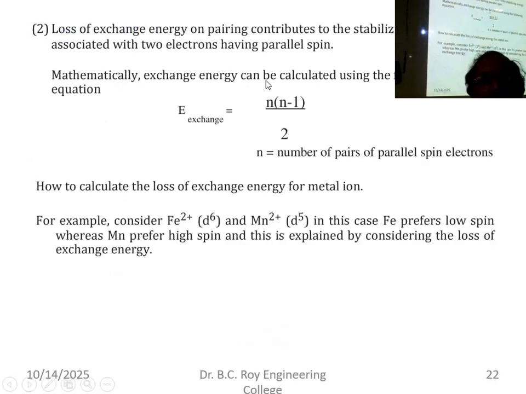Now the exchange energy term is calculated mathematically as n into (n minus 1) divided by 2, where n is the number of pairs of parallel spin electrons. Okay, that way you can find out the exchange energy.